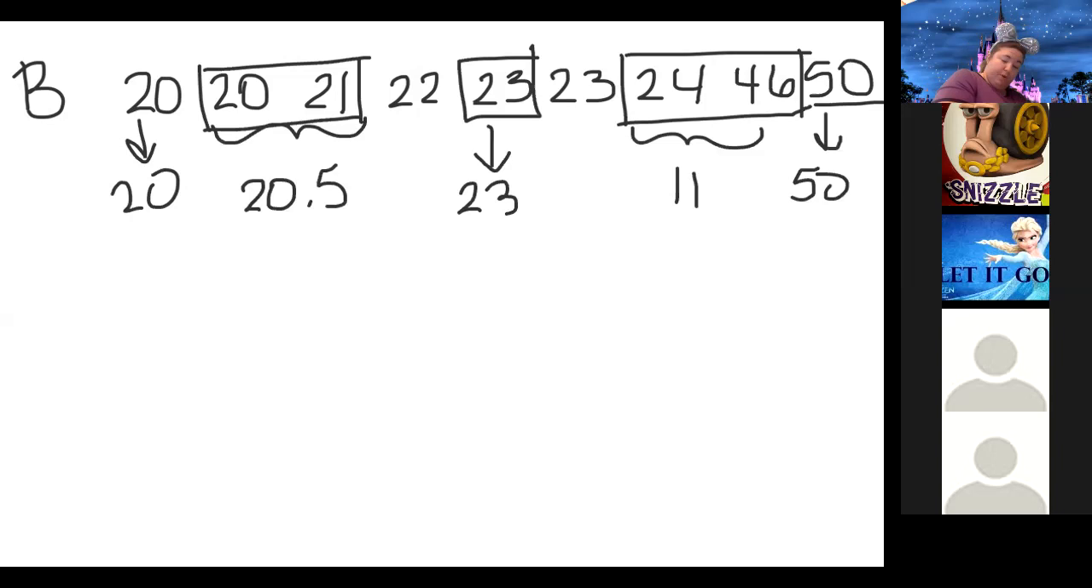Now I've got 46 point something. Plus 46 equals, divided by 2. There we go. Round 2. So then I get 35.